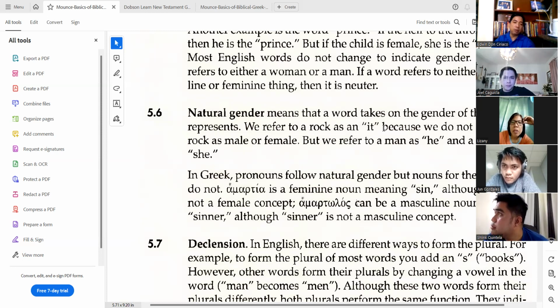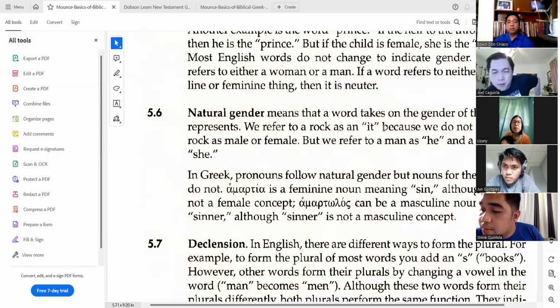Hamartia, for example, is a feminine noun, meaning sin. But it doesn't mean that all sins are for women only, or that all sins are feminine. It just happened that it is written in the feminine form, but it's not exclusively a female event or what females only do. It is common. And then hamartolos, sorry, hamartolos, can be a masculine noun meaning sinner, although sinner is not a masculine noun.